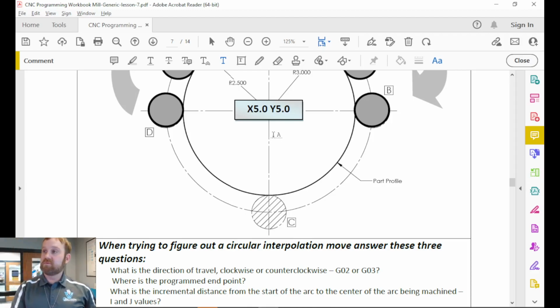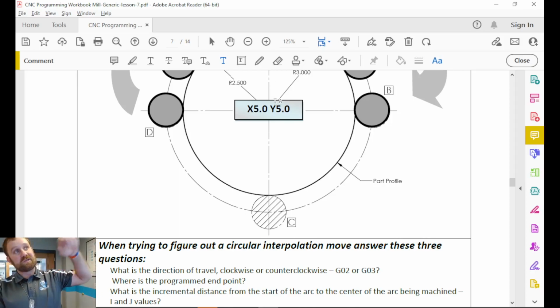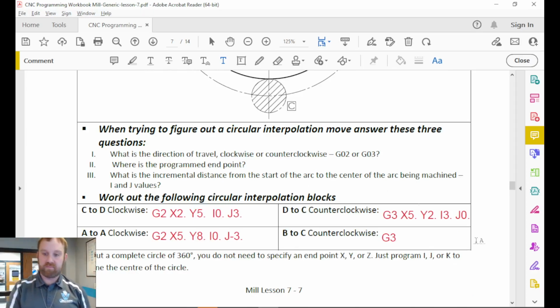Should be -3. No. Positive, or absolute, sorry. It's an absolute value. So since it's 3 inches down from 5, it'd be 2. Oh, 2. Yep. So it'd be an X5, Y2.